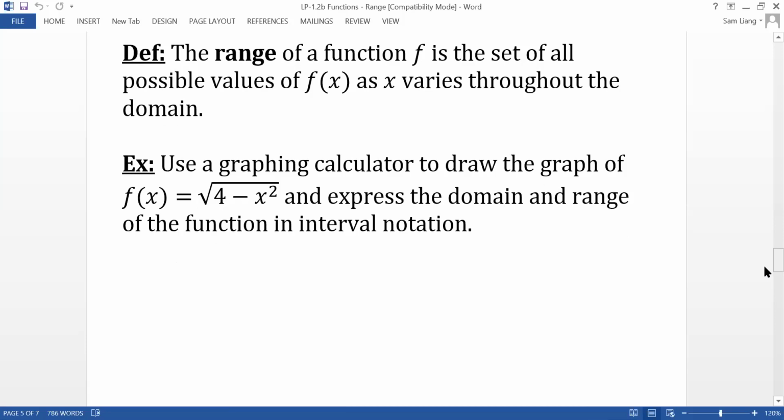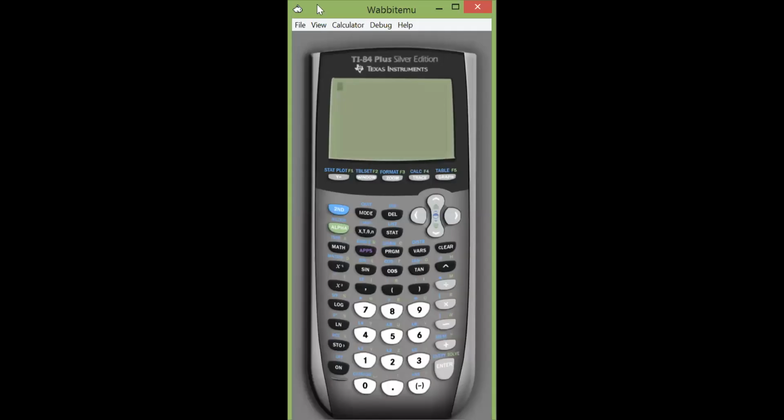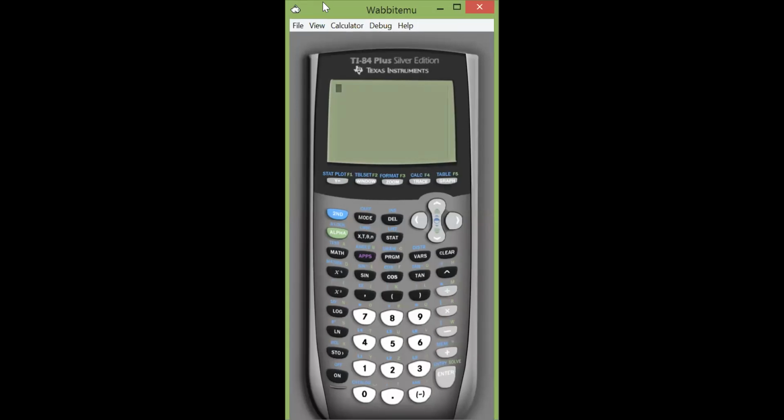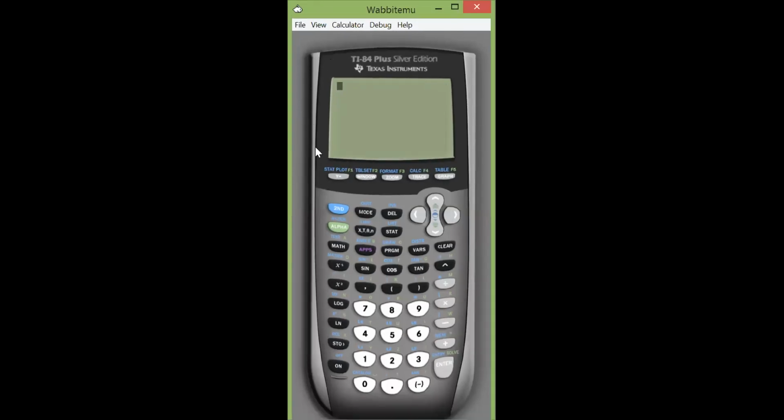All right, anyhow, the example: use a graphing calculator to draw the graph of f of x equals square root of 4 minus x squared and express the domain and range of the function in interval notation. So let me jump to the graphing calculator. So here I have a free TI-84 emulator.